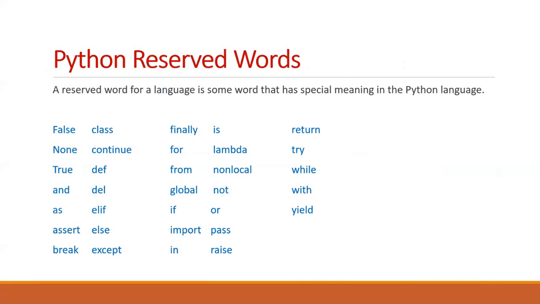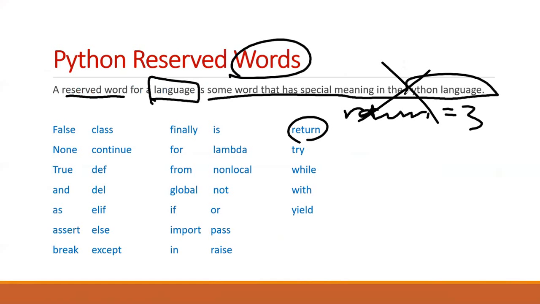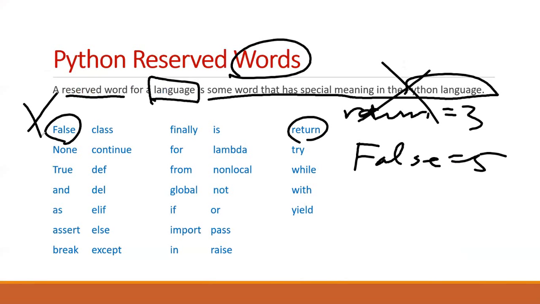The next one is called a reserved word. Reserved words are words that you cannot use as names. Say you cannot write return equals 3. No way, this is not okay. Reserved words are language instructions that are to be used for the Python language only. So you cannot use for, you cannot write for equals 5. That's not allowed. Those words reserved for Python only are called reserved words. Is that correct?